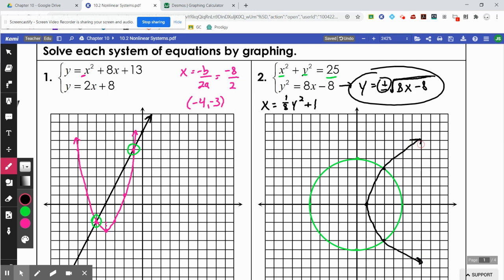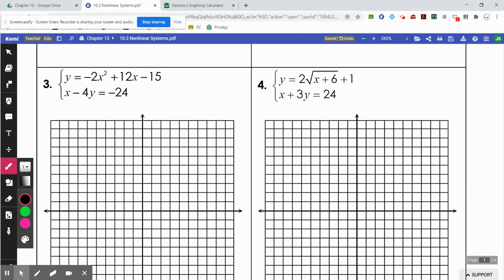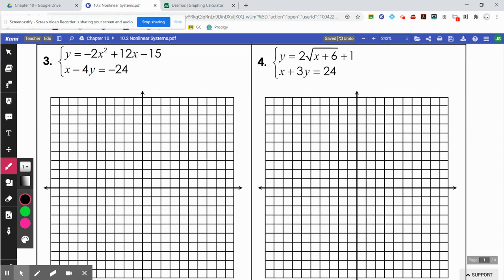And my 2 points of intersection will be at (3, 4) and at (3, -4). That's my solutions. Number 3, again, I have a parabola and I have a line.